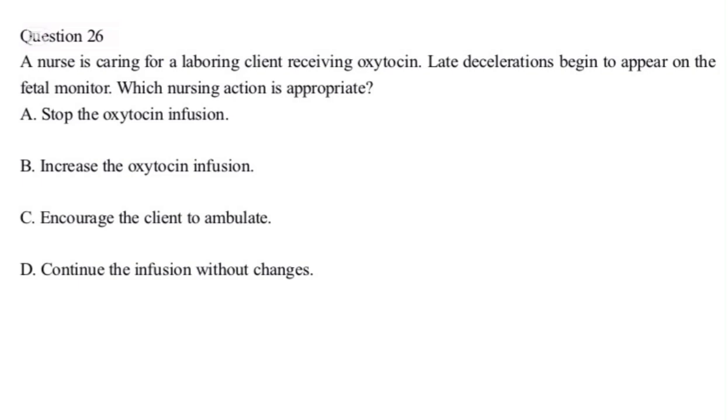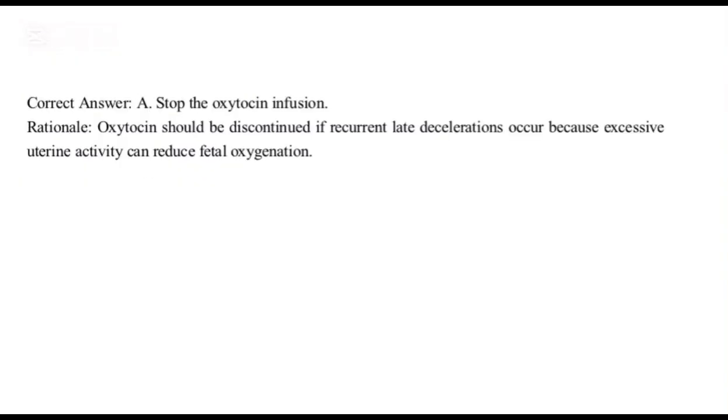Question 26. A nurse is caring for a laboring client receiving oxytocin. Late decelerations begin to appear on the fetal monitor. Which nursing action is appropriate? A. Stop the oxytocin infusion. B. Increase the oxytocin infusion. C. Encourage the client to ambulate. D. Continue the infusion without changes. Correct answer, A. Stop the oxytocin infusion. Rationale: oxytocin should be discontinued if recurrent late decelerations occur because excessive uterine activity can reduce fetal oxygenation.